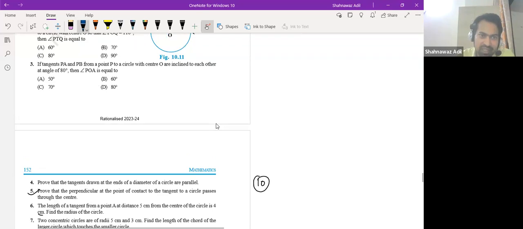So if tangents PA and PB from a point, so I will not draw this time, and this time you guys try to draw and tell me what they are asking. Angle POA.